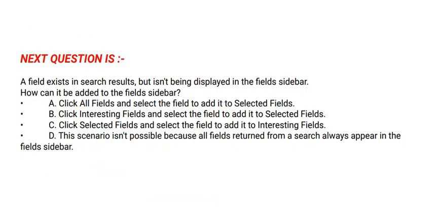Next question is, a field exists in search results but is not being displayed in the fields sidebar. How can it be added to the fields sidebar? Options are option A, click all fields and select the field to add it to selected fields. Option B, click interesting fields and select the field to add it to selected fields. Option C, click selected fields and select the field to add it to interesting fields. And option D, this scenario is not possible because all fields returned from a search always appear in the fields sidebar. The correct option is option A.